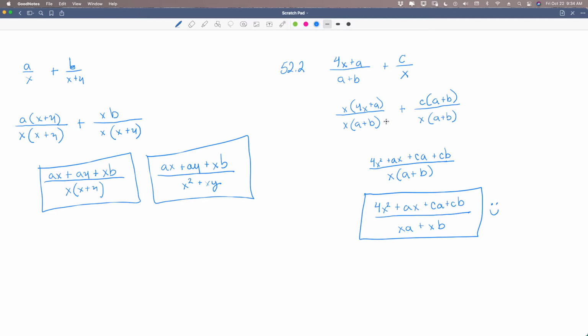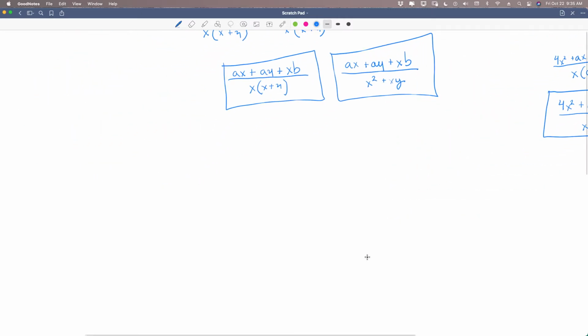So now that they both have the common denominator, I could write them as one fraction, and when I did that, I went ahead and I distributed. I said x times 4x was 4x squared, x times a is ax, plus c times a is ca, and c times b is cb, all over the same denominator of x times a plus b, which is xa plus xb. And so that's how we got the solution to 52.2. So let's look at 52.3.